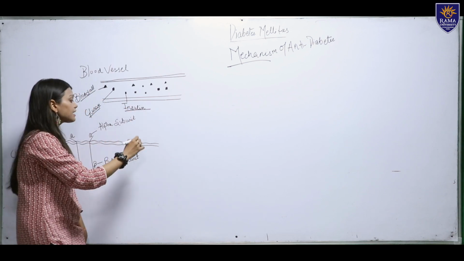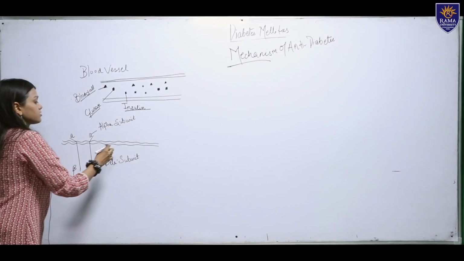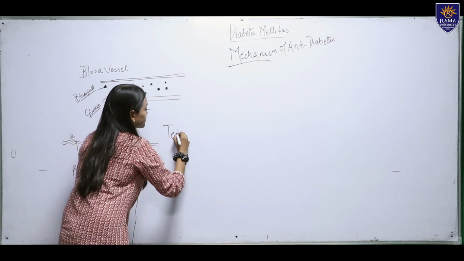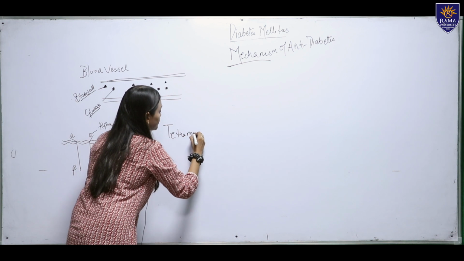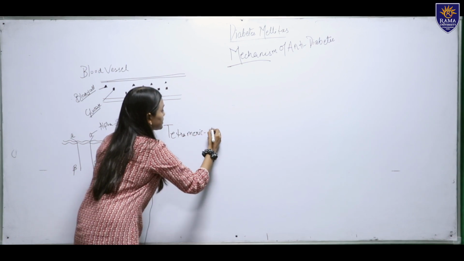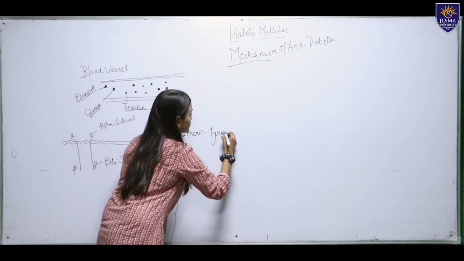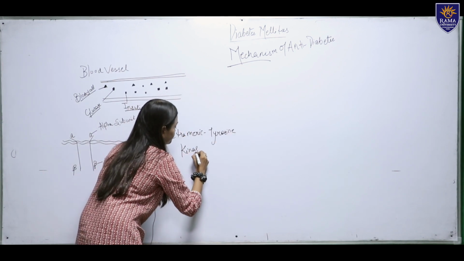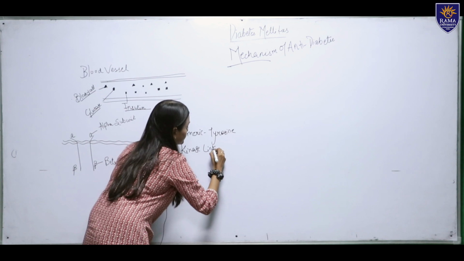As we all know, the receptor for insulin is a tetrameric tyrosine kinase linked receptor.